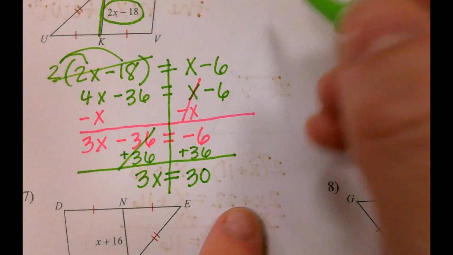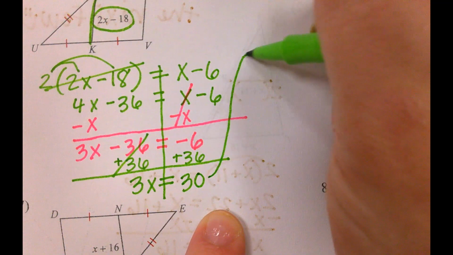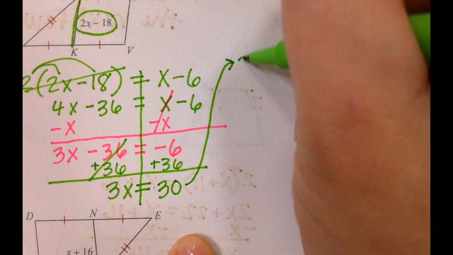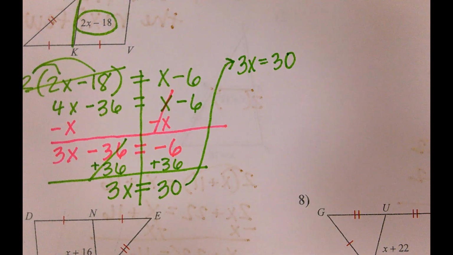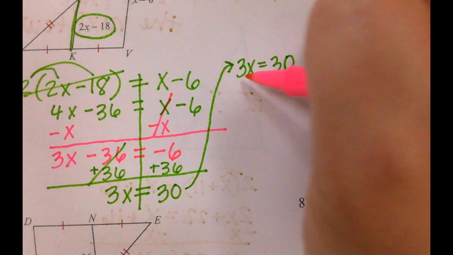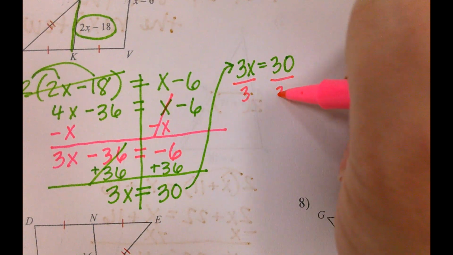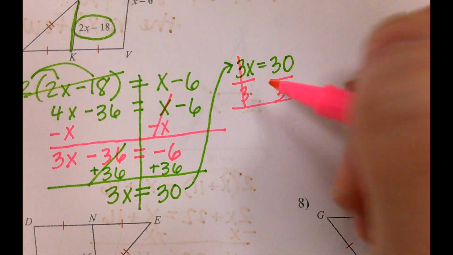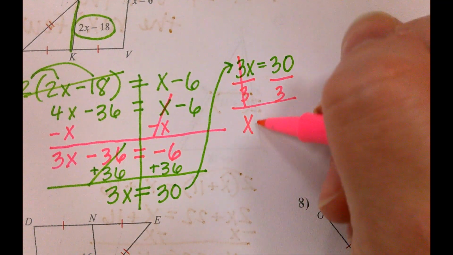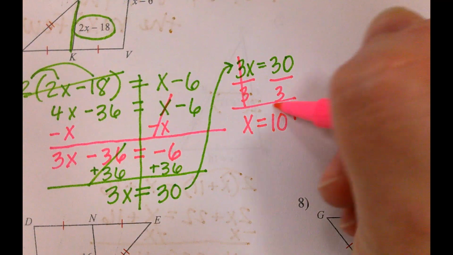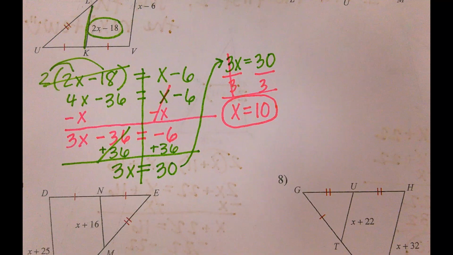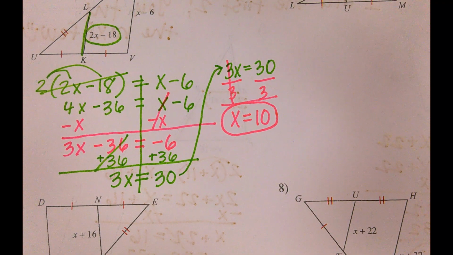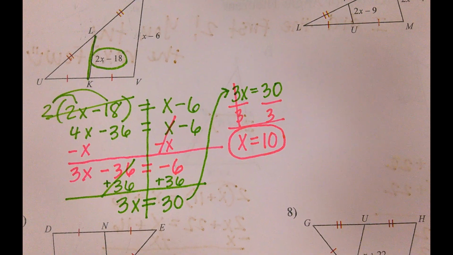And then divide by 3. Wait just a minute. I'm going to rewrite this where I have a little more room. I'm going to just rewrite the 3x equals 30. You divide by 3. Yeah, and then that's your last step. You'll divide by 3, equals positive 2. Good. And then your x equals positive 10. Okay. There we go. So that was number 5.